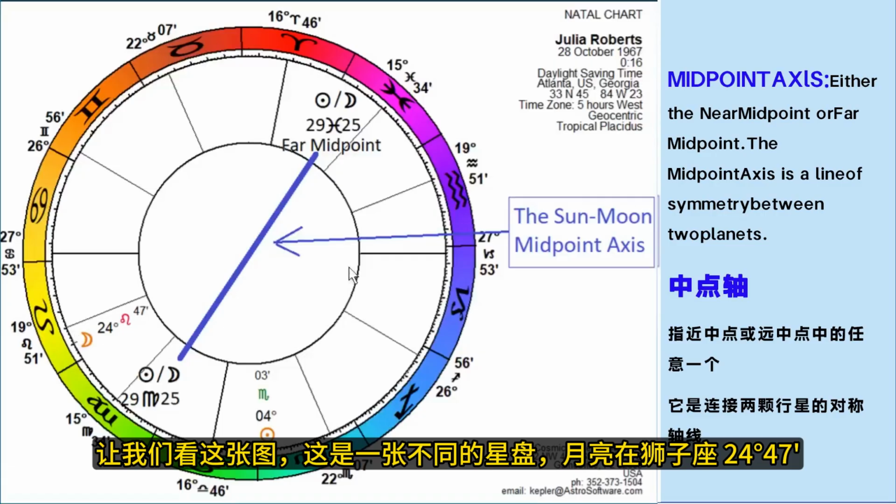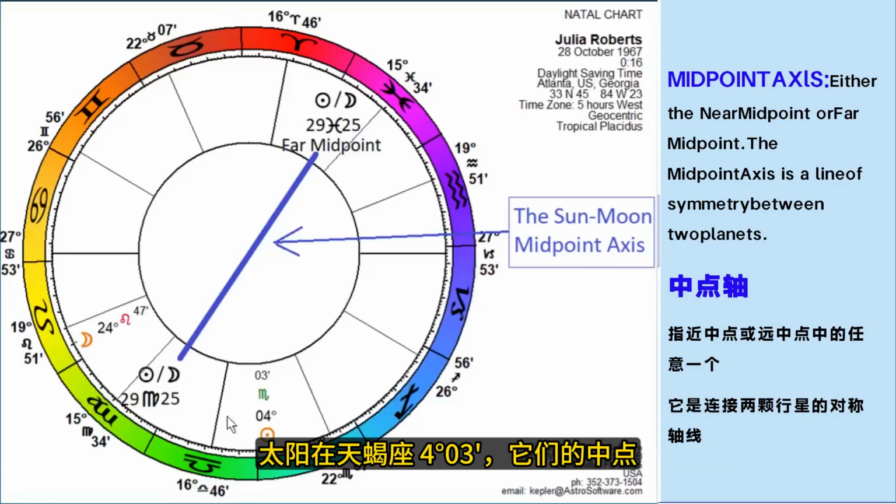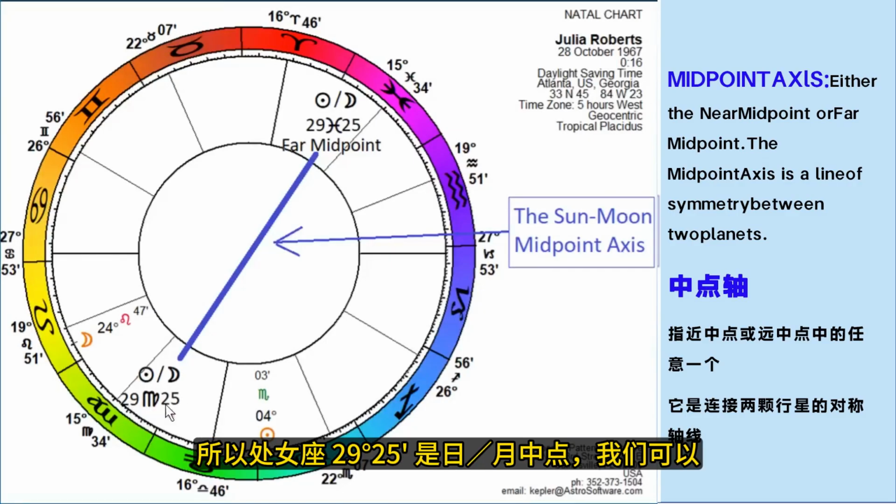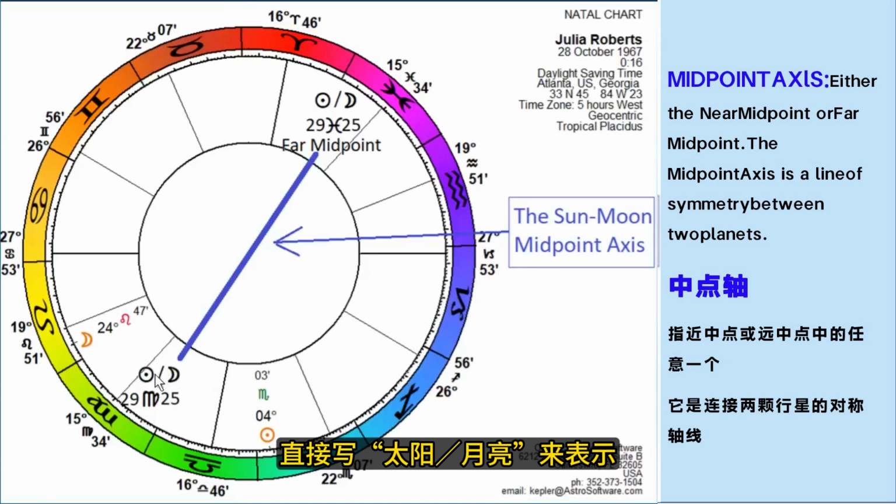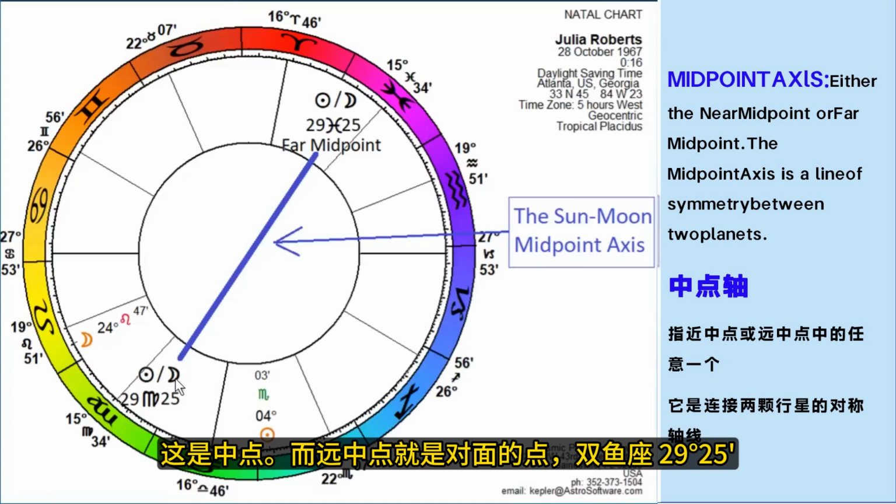Here's a different chart. We've got the Moon at 24 Leo 47, Sun at 4 Scorpio 03. The midpoint, if you calculate that out, happens to be 29 Virgo 25. So 29 Virgo 25 is the Sun/Moon midpoint. We can just put Sun/Moon to indicate that it's the midpoint.